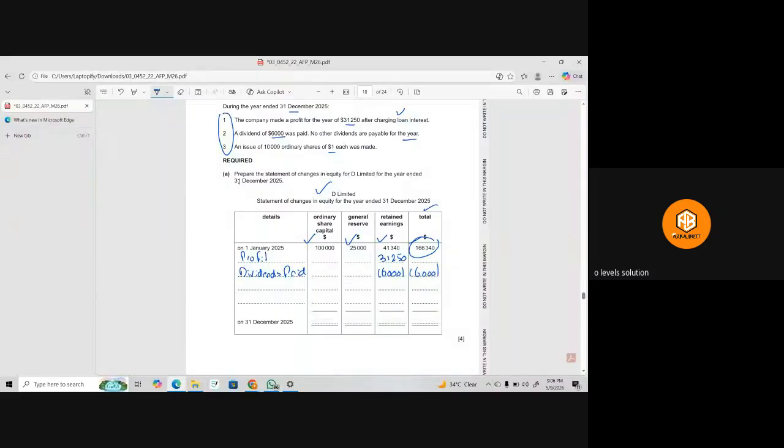Then an issue of 10,000 ordinary shares of $1 each was made. So it means that we issued the shares, and your ordinary share capital has increased. Since each share's par value, the nominal value, is $1, and the number of shares is 10,000, the share capital is 10,000 multiplied by 1. So share issue, and you got this share capital, which is 10,000. There is no impact on the general reserves, no impact on the retained earnings, but yes, the total will increase.